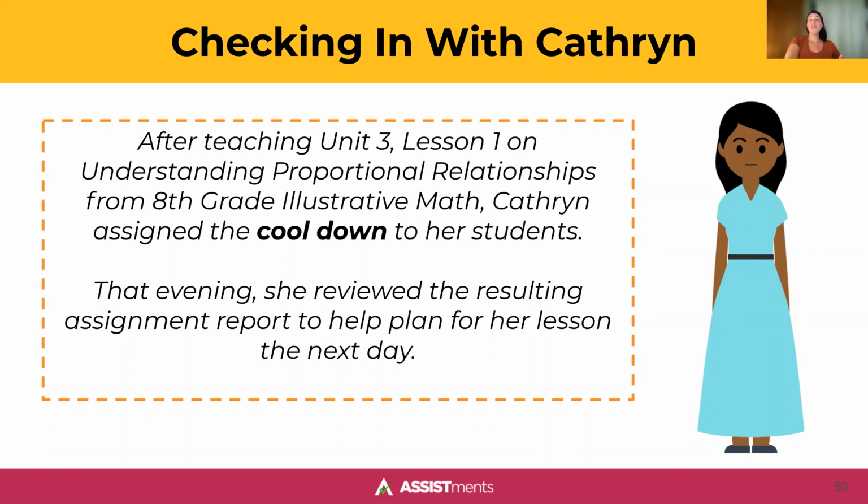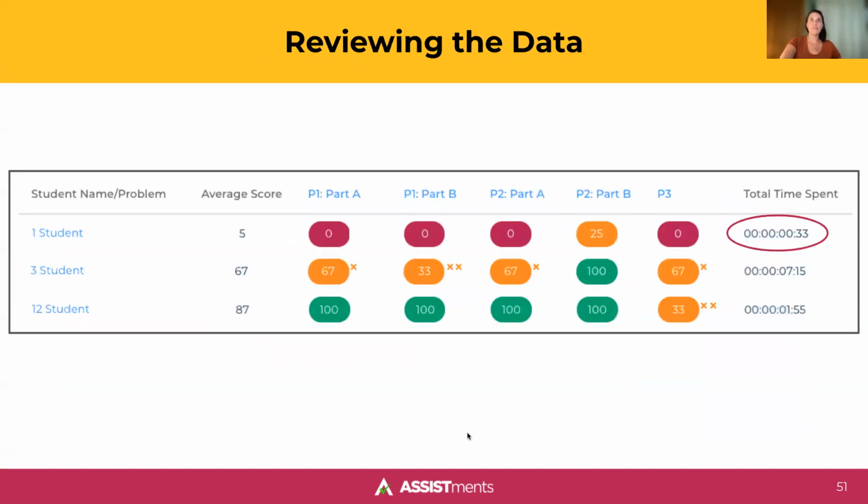After teaching Unit 3, Lesson 1 on understanding proportional relationships from 8th grade IM, Catherine assigned a cool down to her students. That evening, she reviewed the resulting assignment report to help plan for her lesson the next day, a perfect scenario on how you can use these cool downs.